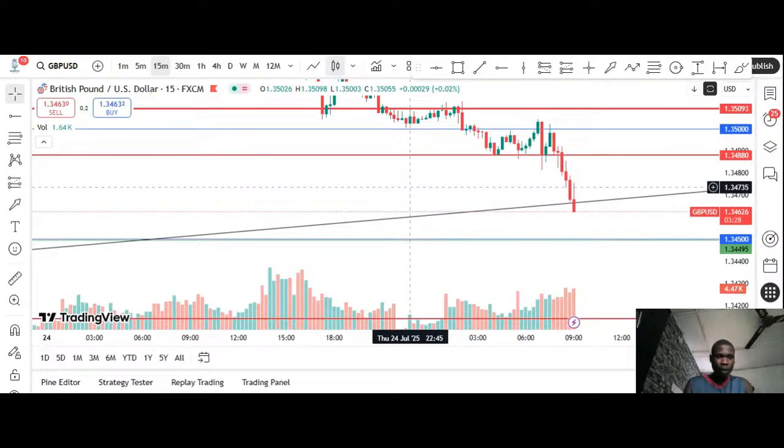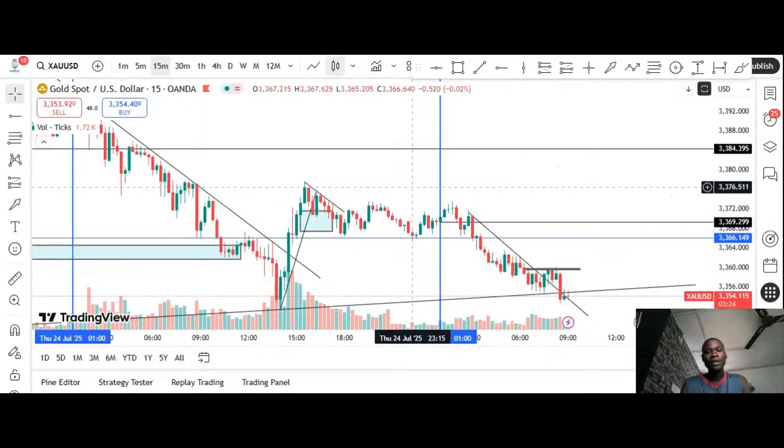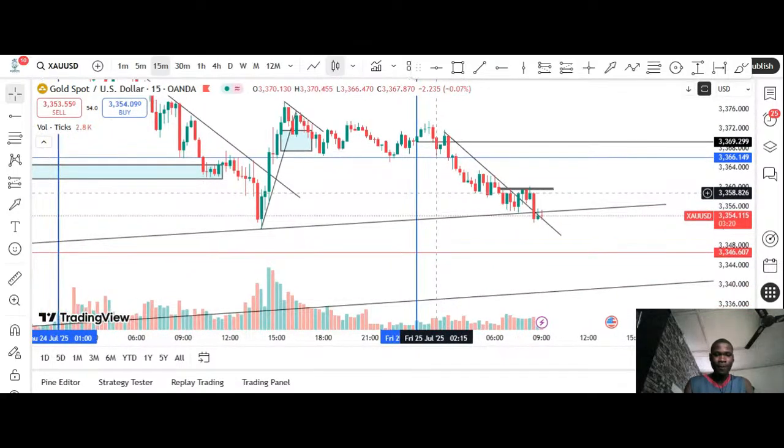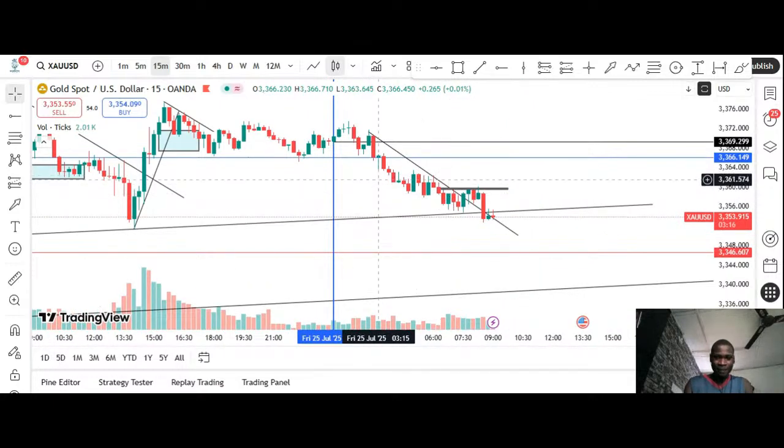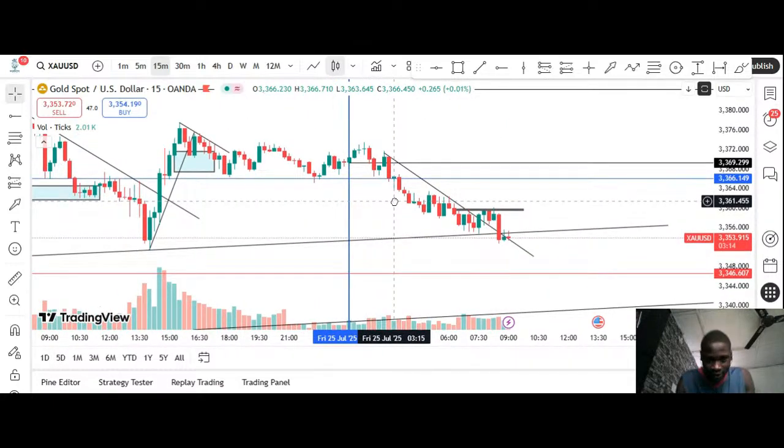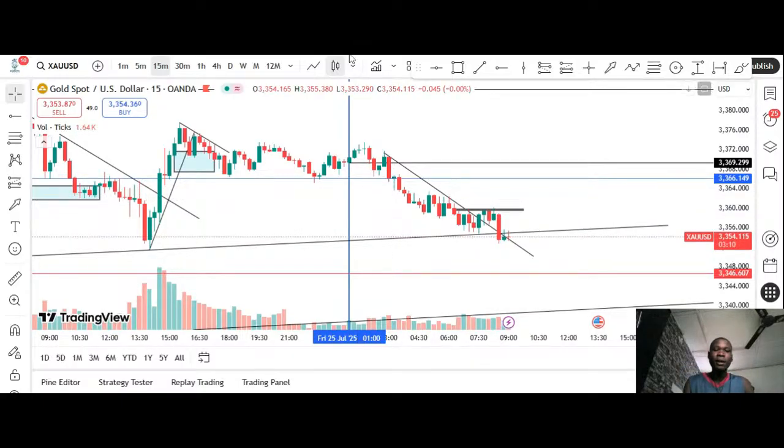Oh, I'm on GBP USD all this time. What is happening? So that was on GBP USD. So we are back on our charts, and I love trading XAUUSD and then GU, sometimes GU.